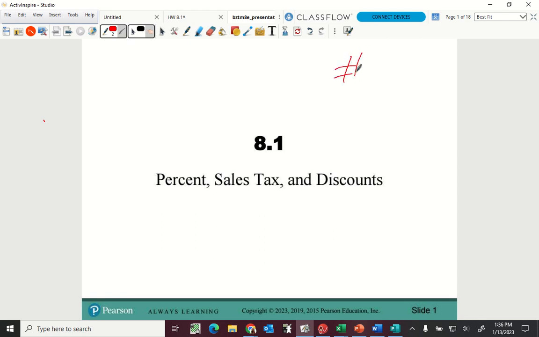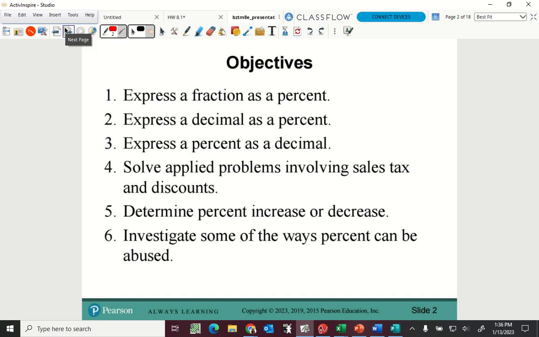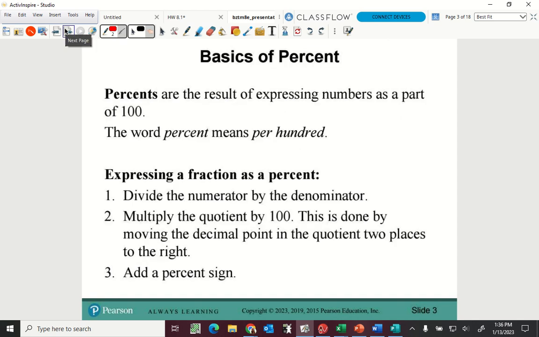So this, my notes, is going to be on page 5 in my notebook. So hopefully you guys are following along, not taping stuff right now, because you will have time at the end to do that. All right. Percent, sales tax, and discounts. Basics of percent. Percent is the result of expressing a number as a part of 100. The word percent means out of 100. You can get it later. It means out of 100.